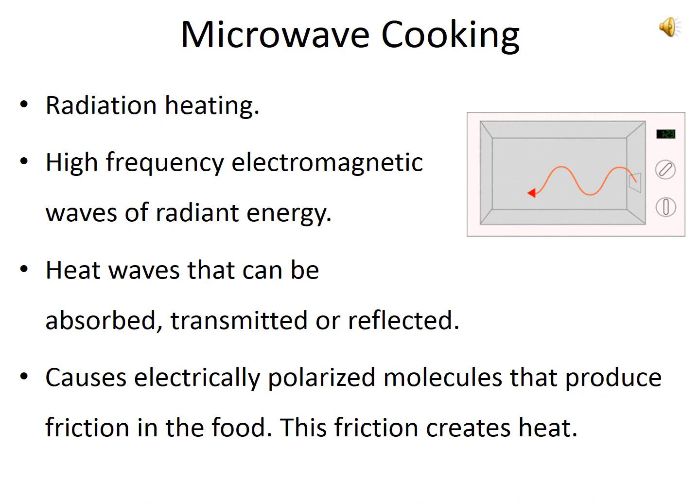Microwave cooking is a form of radiation heating, but it is different from radiation heating that occurs through a process like grilling or baking. The microwave machine transmits heat waves called microwaves to food to produce heat. These waves are very direct and have a very short wavelength.